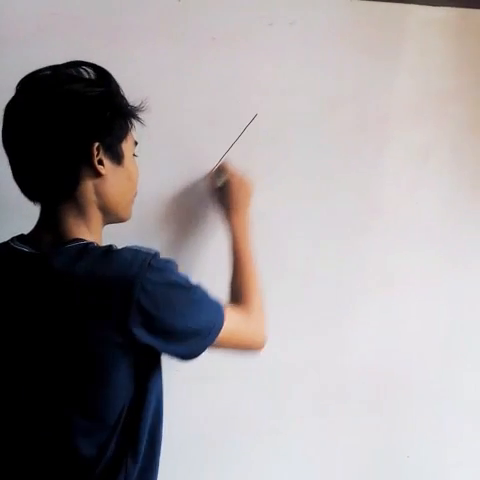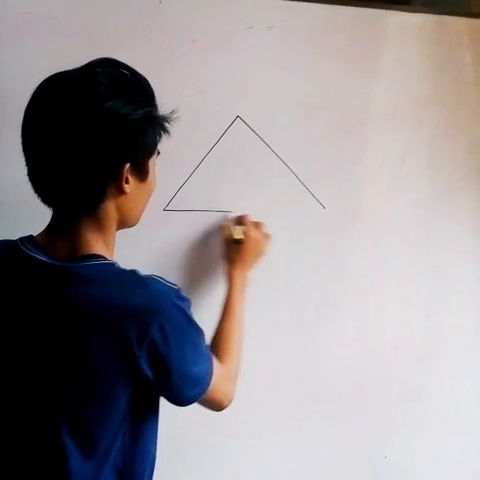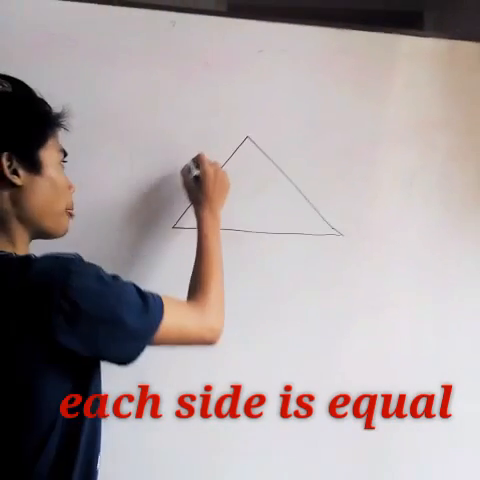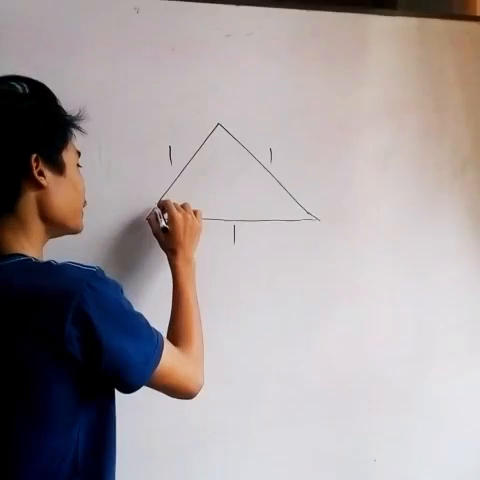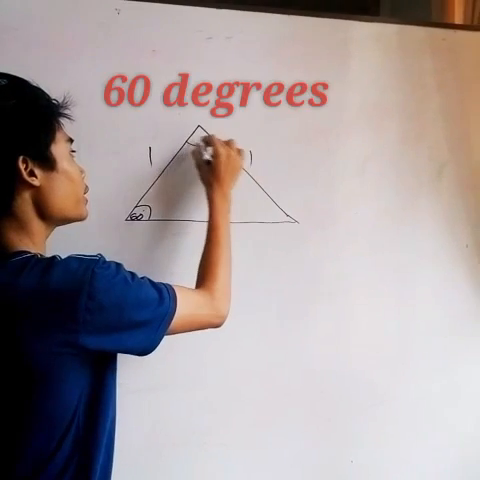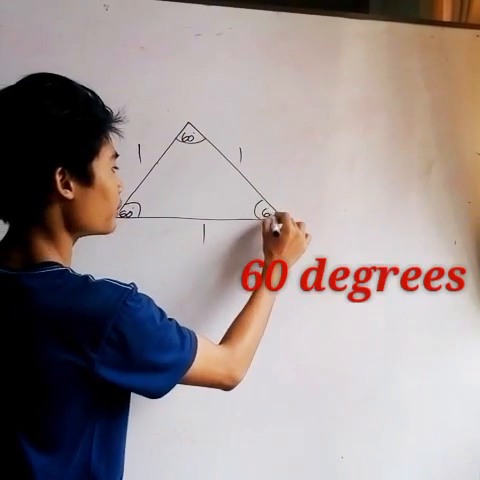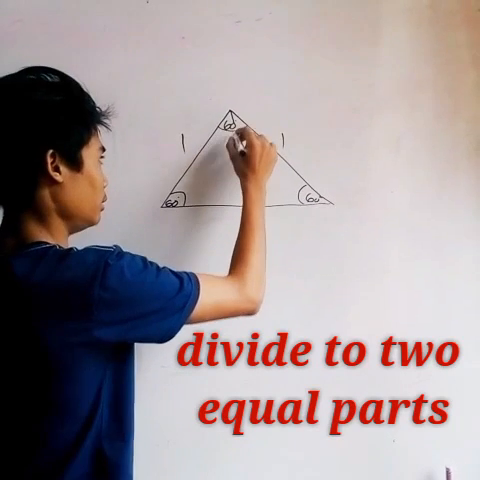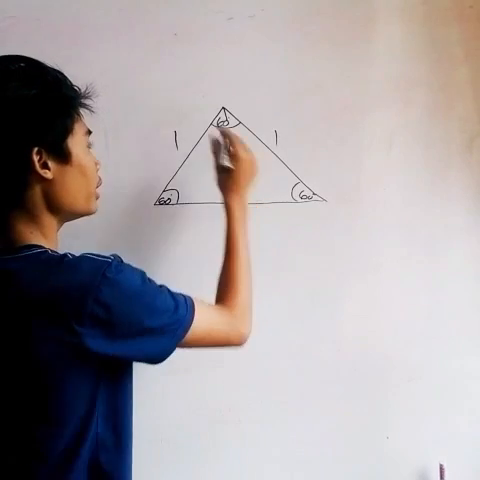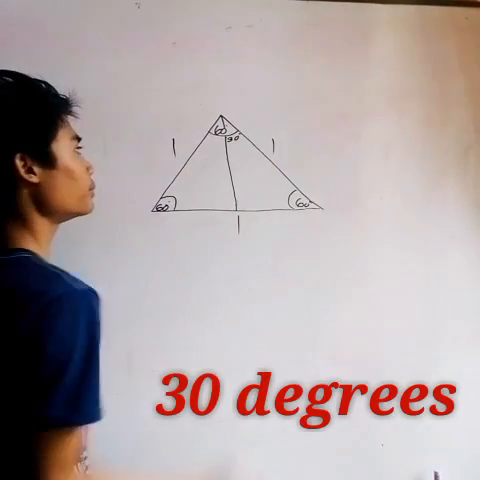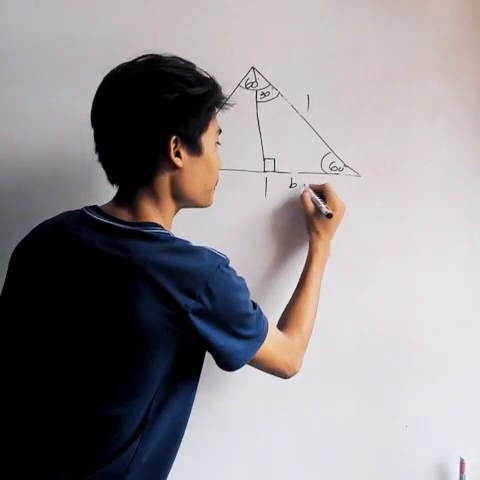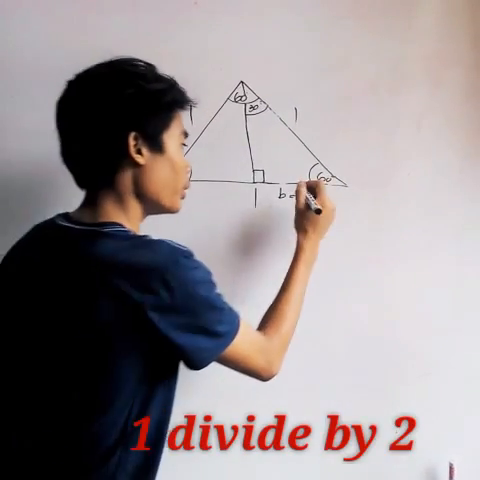We derive the 30-60-90 triangle from an equilateral triangle. Each side of the triangle is equal to 1. This is 1, this is 1, and this is 1. This is 60, this is 60, and this is 60. In order to get the 30-60-90 triangle, we divide it into two equal parts. 60 divided by 2 is equal to 30 degrees. This is 90. In order to get the value of b, we need to divide 1 by 2, which is equal to 1 half.